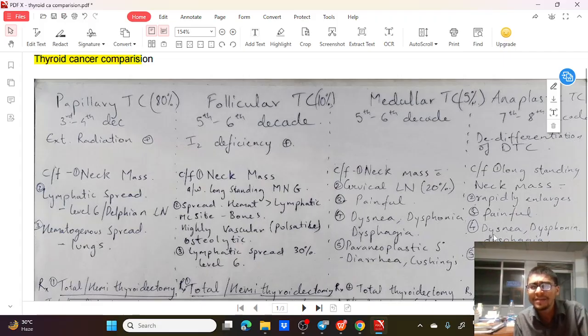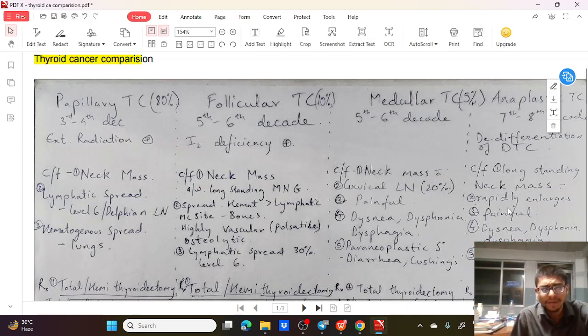Then there will be dyspnea, dysphonia and dysphagia. These are locally invasive, giving rise to ulcer and necrosis. Here we have to consider that in these anaplastic tumors, the neck mass is woody hard or stony hard. So these will be hard. Most cancers have a hard consistency, but in anaplastic cancers it is called stony hard or woody hard. So these will be very hard.